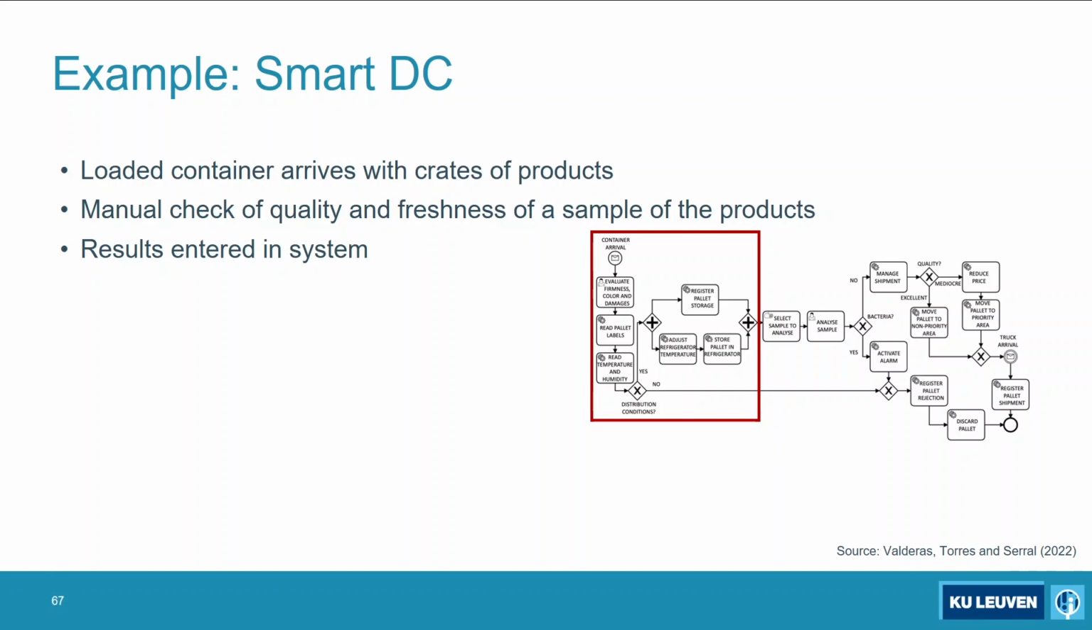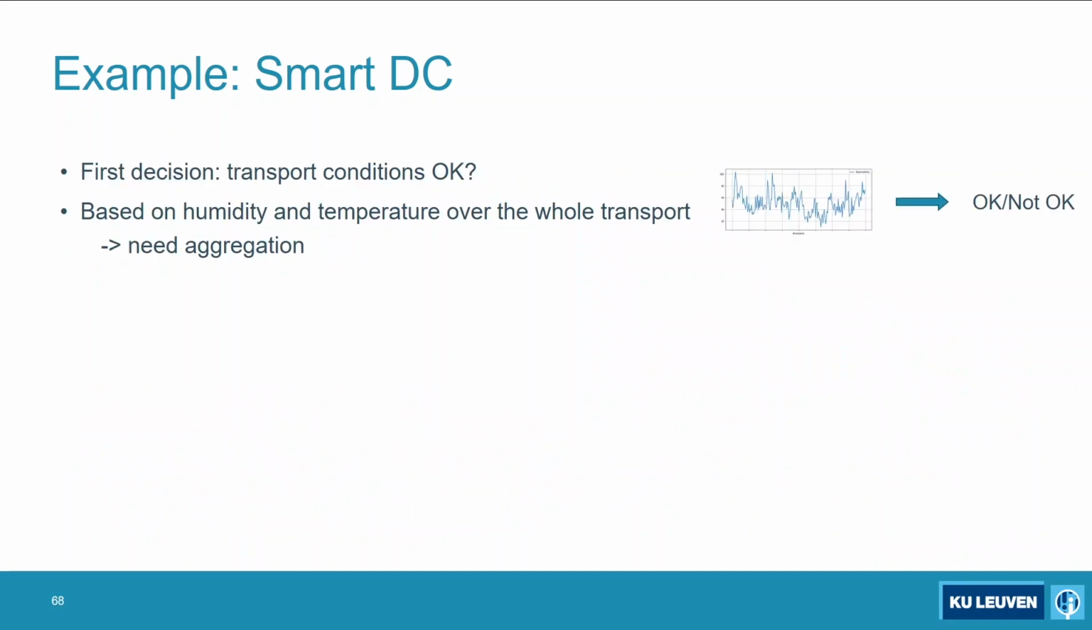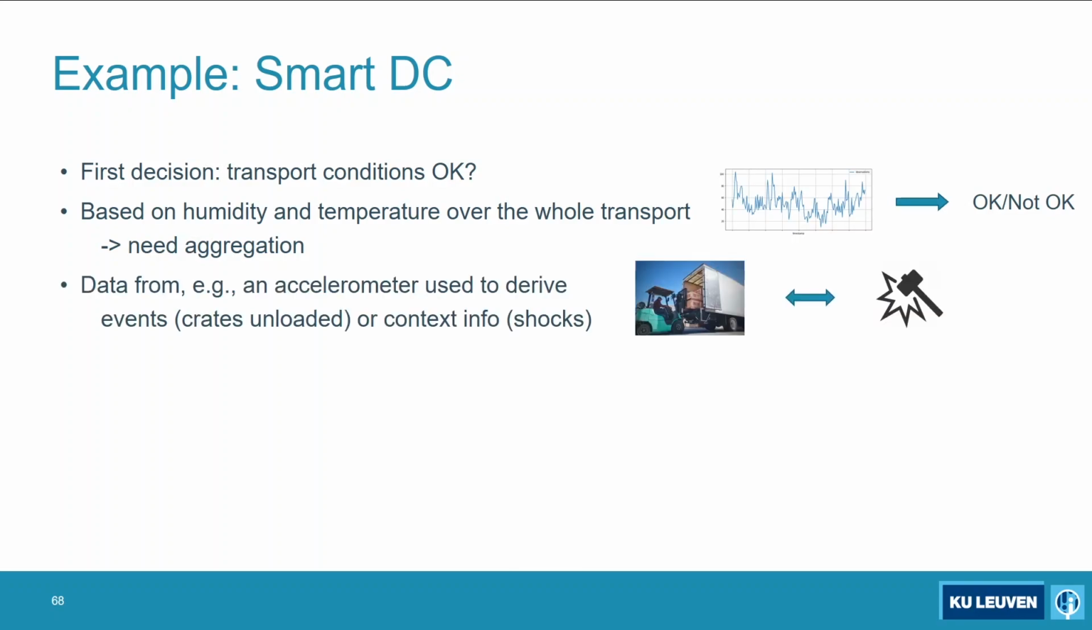So that's something that we are trying to work on, trying to see how we can encode that information, and not only store that information, but then also use it to enhance, for instance, a model in terms of decision point analysis. So yeah, here you see the question: were the transport conditions okay?